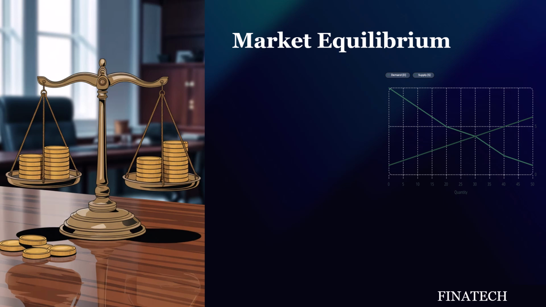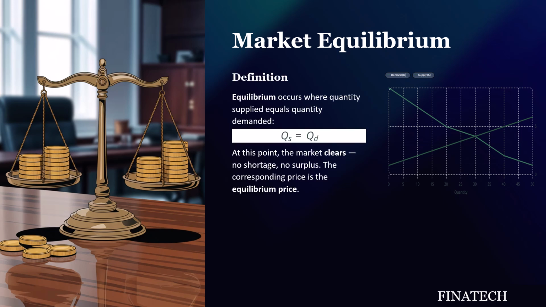Market equilibrium. Definition: equilibrium occurs where quantity supplied equals quantity demanded. At this point, the market clears, with no shortage and no surplus. The corresponding price is the equilibrium price.